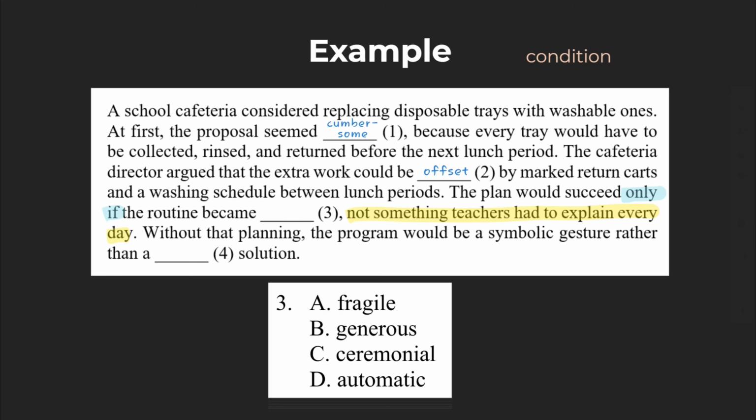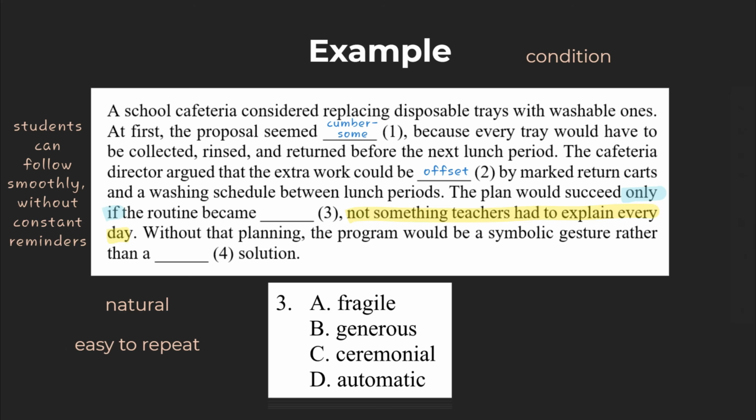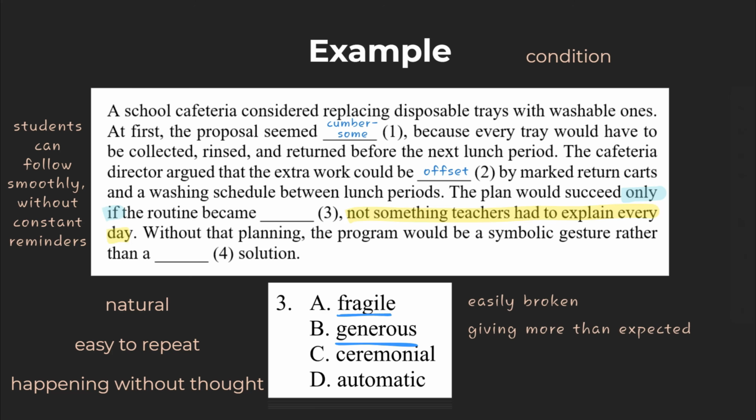The routine needs to become something students can follow smoothly, without constant reminders. So before looking at the choices, we can predict the missing meaning. We need a word meaning natural, easy to repeat, or happening without much thought. Fragile means easily broken, and generous means giving more than expected. Neither word describes the routine here.